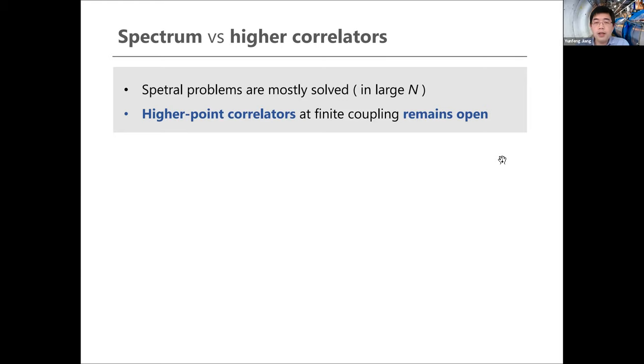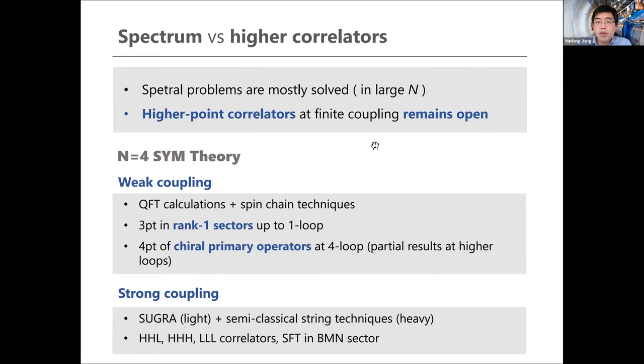This is not completely surprising, because even for very simple integrable models like the Heisenberg spin chain, computing correlation functions is much harder than just computing the spectrum. We know most things in N=4 super-Yang-Mills theory, although the problem is not completely solved, but we know quite a bit.